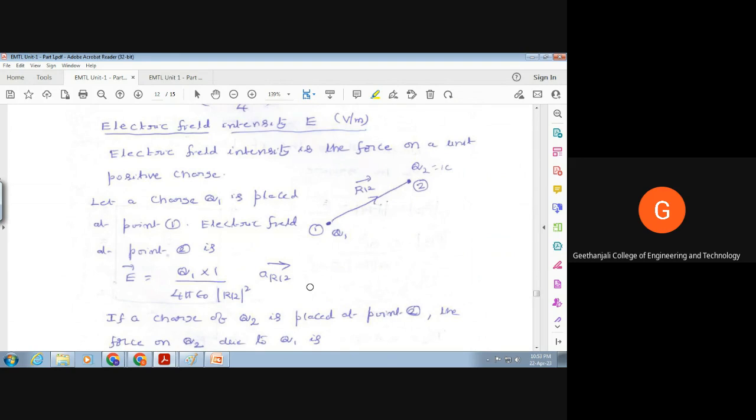Now, let us define electric field intensity. It is normally represented with the letter E and the unit is going to be volts per meter. Electric field intensity is a force on a unit positive charge. So, wherever you want to find out the electric field intensity, you place 1 coulomb of positive charge and find out how much force it experiences.